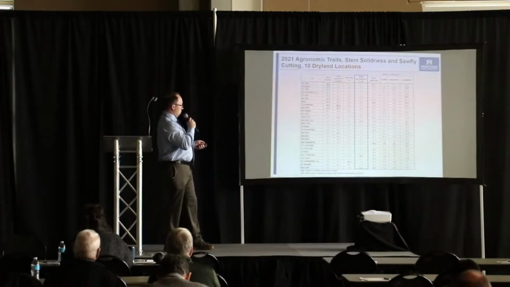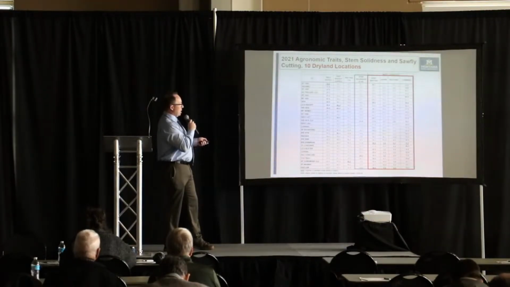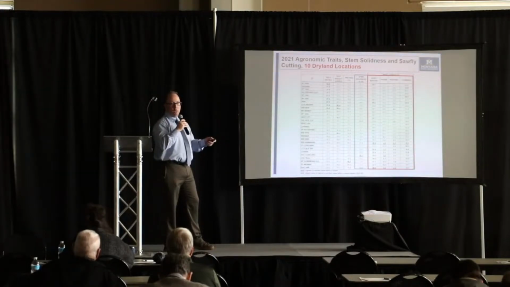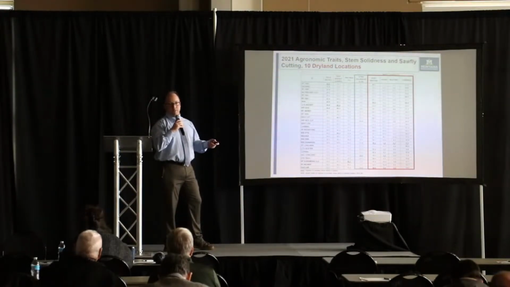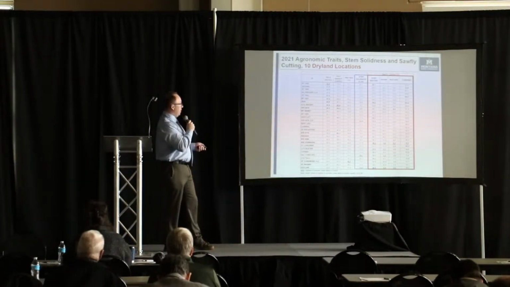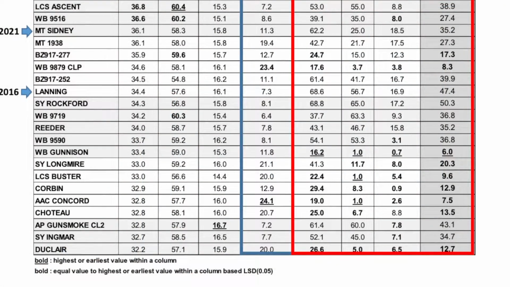One thing I wanted to show, as one good reason why we want soft fly cutting data along with the solid stem scores, is, for example, this variety called WB Gunnison. It has a relatively low solid stem score. Solid stem scores go from 5 to 21, where 5 is hollow and 21 is the most solid score you can have. This Gunnison line has a solid stem score of 11.8, but then you can see from the soft fly cutting data, it was the most resistant line in this bunch.